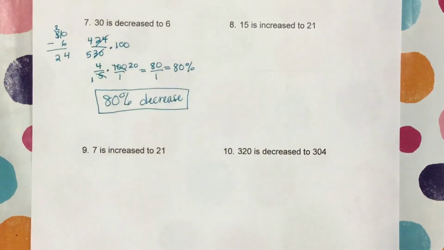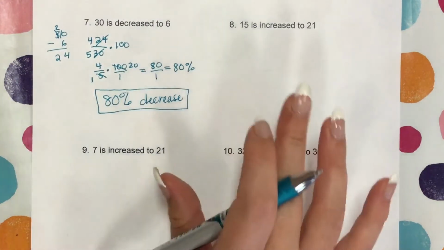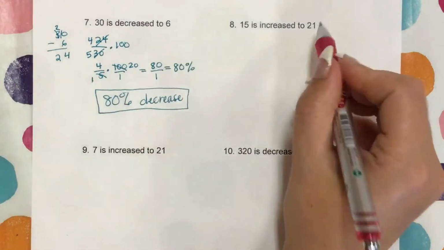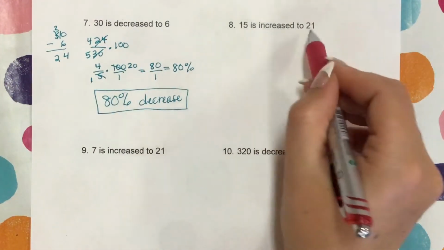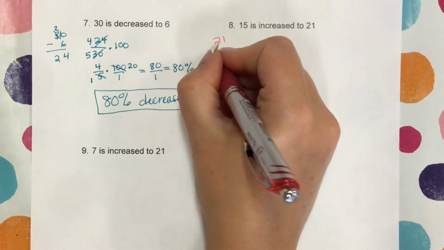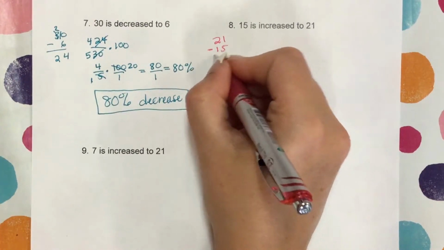All right, so if you got that one right, great job. Let's go ahead and move on to problem 8. We have 15, and it is increased to 21. So the first thing we need to determine is the amount of change. What's happening? What is the difference between 21 and 15?